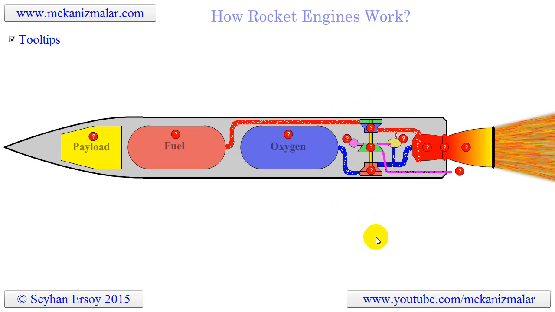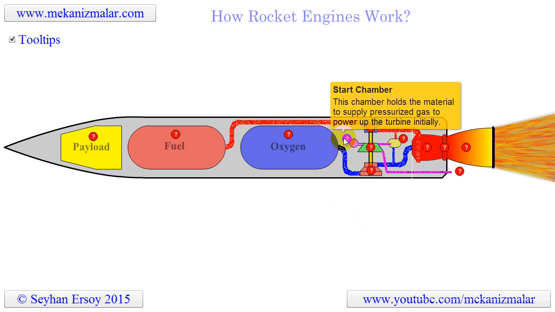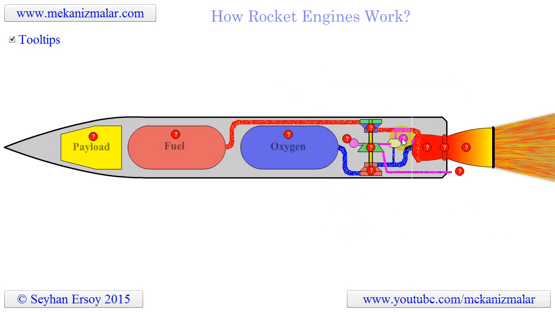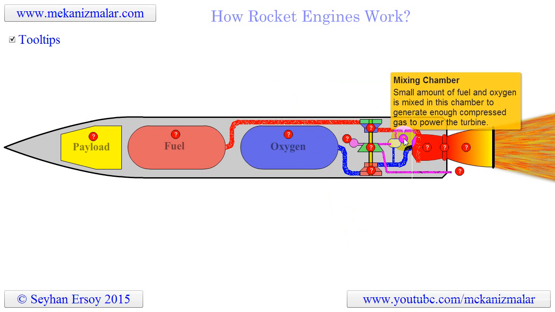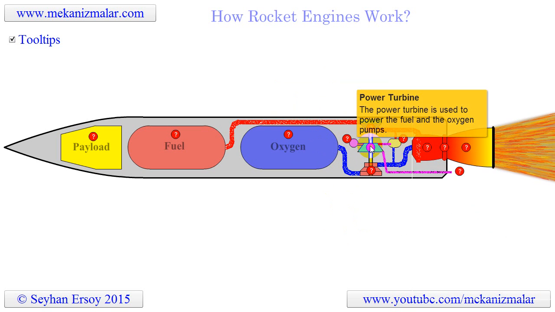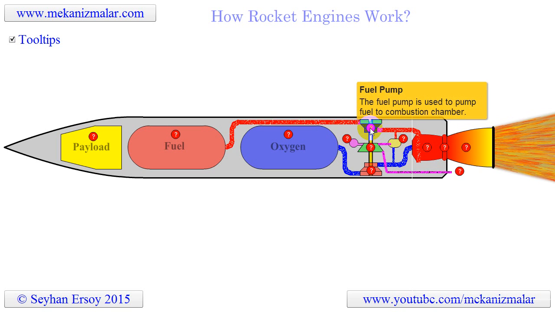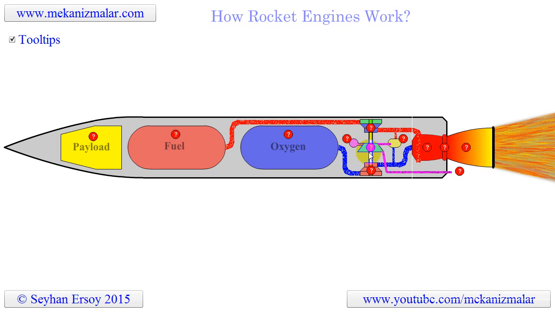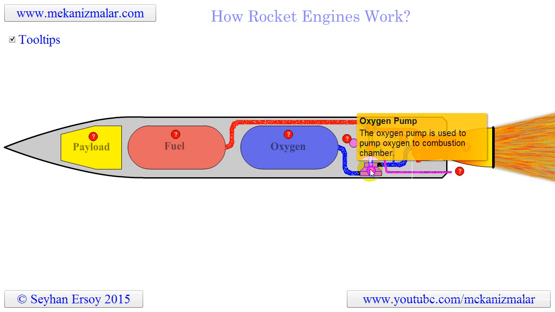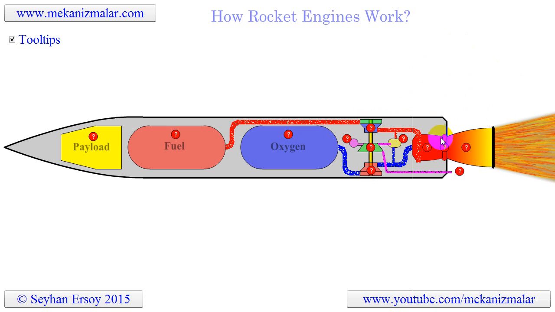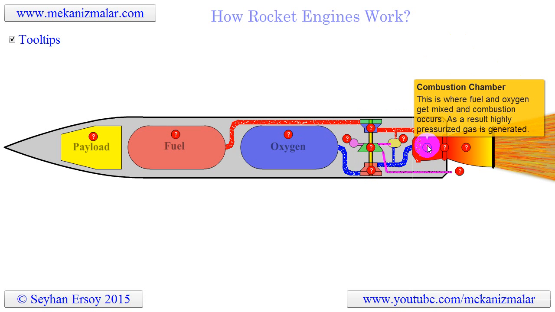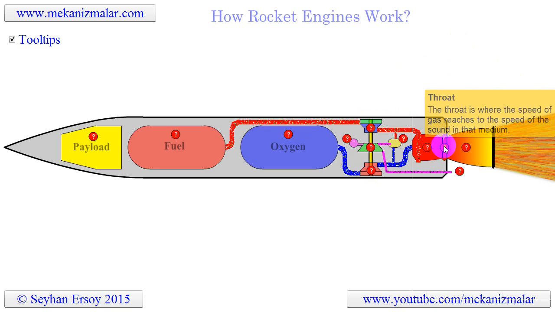The main parts of the rocket engine are: start tank, mixing tank, turbine for generating power for the pumps, fuel boost pump, oxygen boost pump, combustion chamber, throat, nozzle.